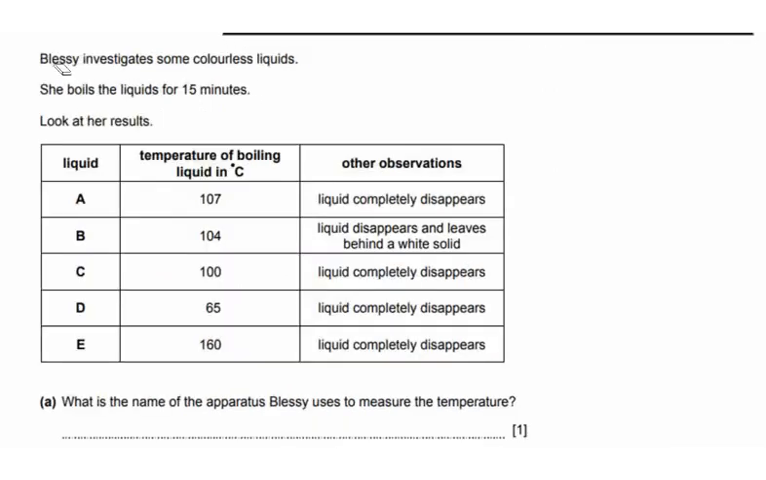This is question number 2. Leslie investigates some colorless liquids. She boils the liquids for 15 minutes. Look at her results. Liquid A, B, C, D, and E. Temperature of boiling liquid in degrees Celsius is 107, 104, 165, 160. Other observations: liquid completely disappears. Liquid disappears and leaves behind a white solid. Liquid completely disappears, and also for E, liquid completely disappears.